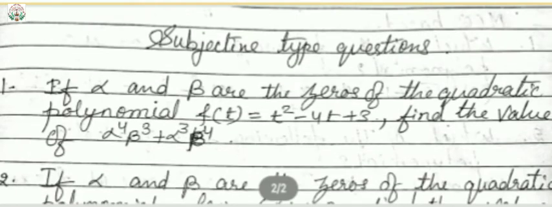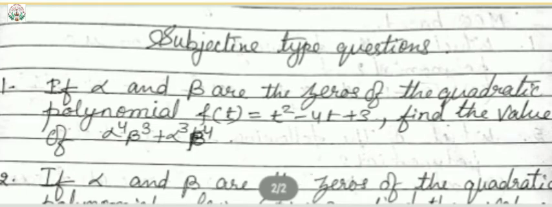First one: if alpha and beta are the zeros of the quadratic polynomial f of t equals to t square minus 4t plus 3, find the value of alpha to the power 4 beta to the power 3 plus alpha to the power 3 beta to the power 4. In this you can see alpha cube and beta cube is the common one. So if you take it out, what you will get, alpha plus beta.